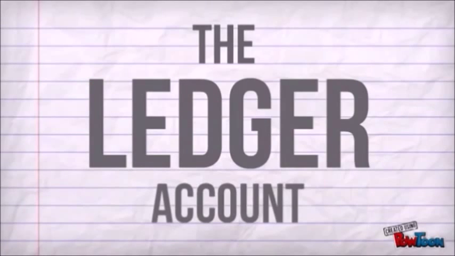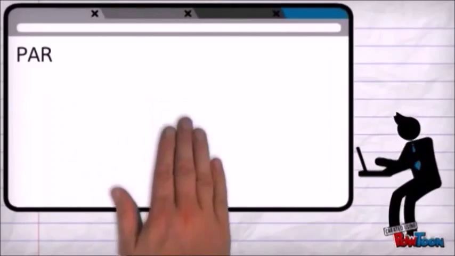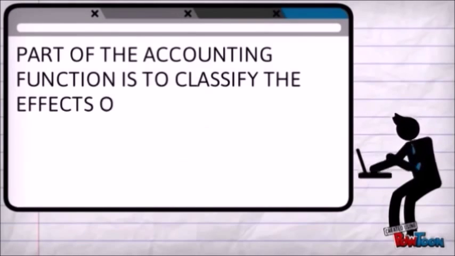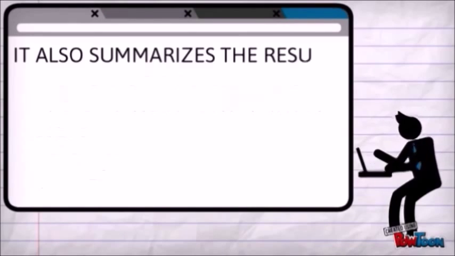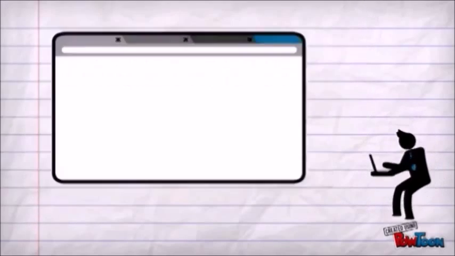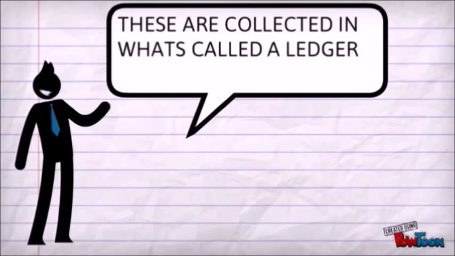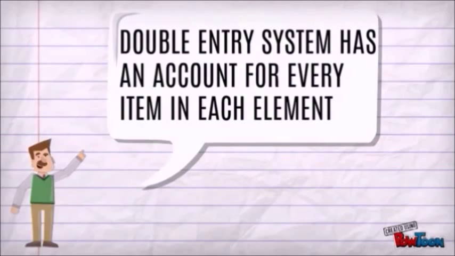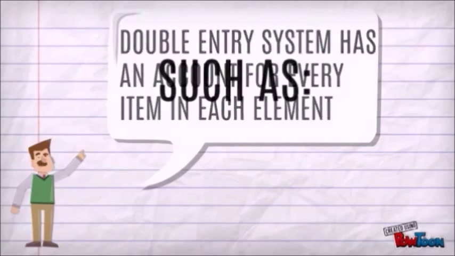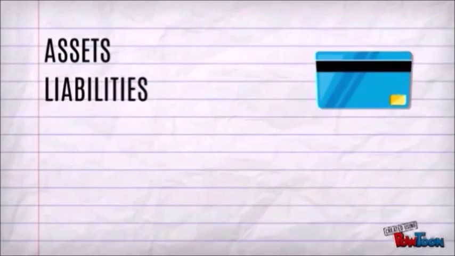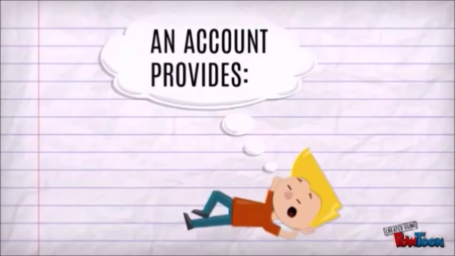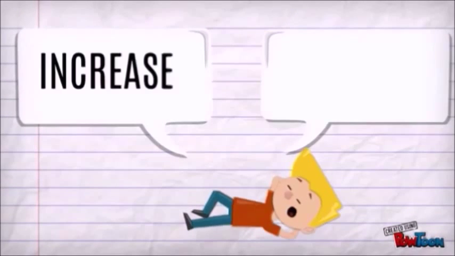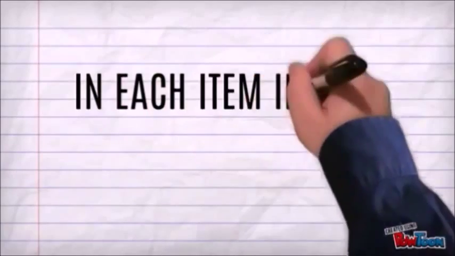The ledger account. Part of the accounting function is to classify the effects of transactions into assets, liabilities, and equities. It also acts as a summarization of the financial statement. The double entry system has an account for every item in each element, such as assets, liabilities, owner's equity, revenues, and expenses. An account also provides an increase and decrease in each item in the financial statement.